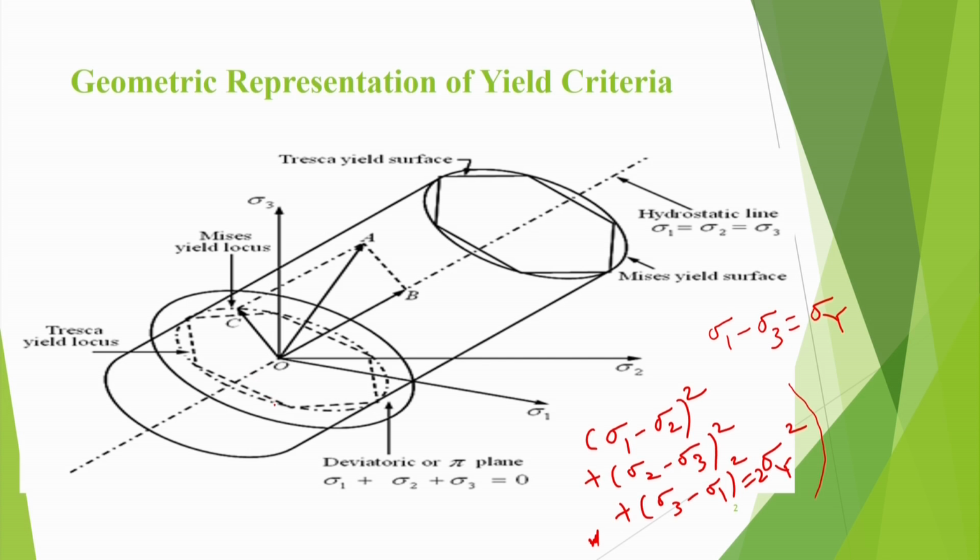The Tresca yield surface will also be shown like a prism, but it will be hexagonal. The cross section will be a regular hexagon.